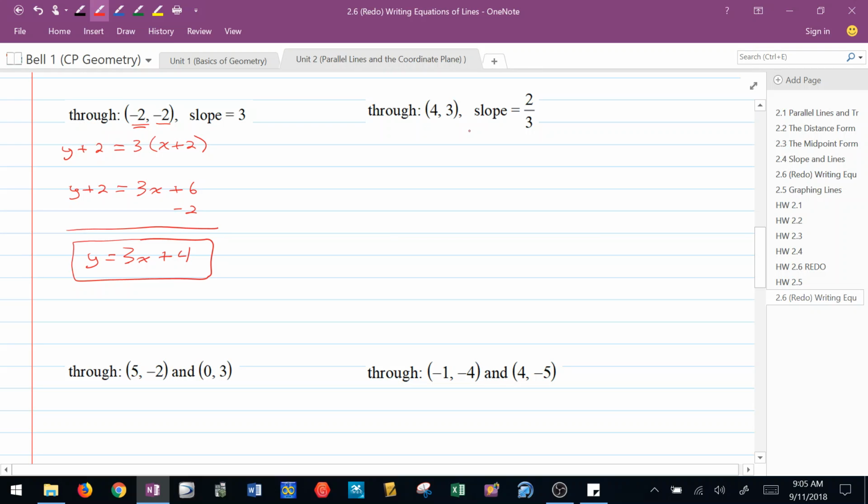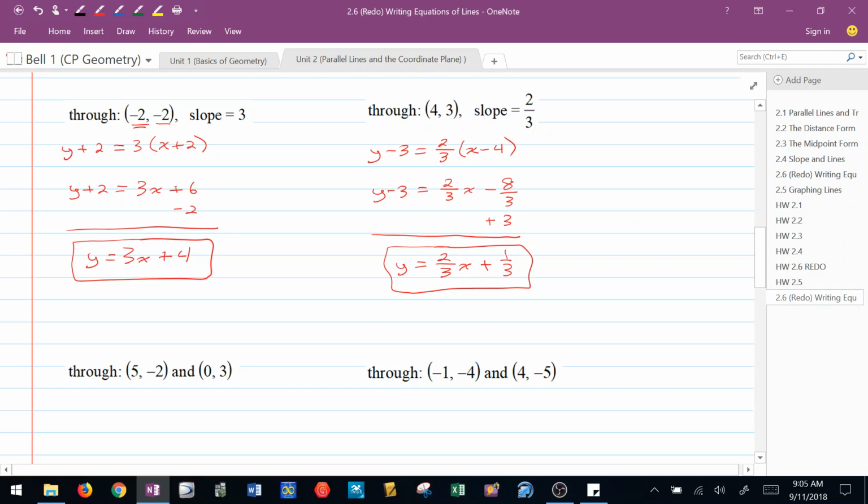Take a look at this one. Remember, the 3 is the y that we're going to substitute. The 4 is the x we're going to substitute. Y minus 3 equals the slope, 2/3, times x minus 4. This is point-slope. Distribute. Y minus 3 equals 2/3 x. And then 2/3 times negative 4, there's that distributing. That gives me negative 8/3. I have to move this minus 3 over by opposite operation, so I'm adding 3, and I get y equals 2/3 x, and negative 8/3 plus 3 would be positive 1/3.